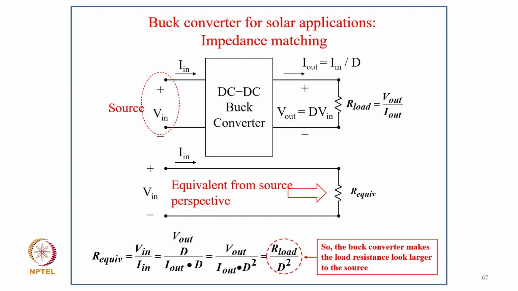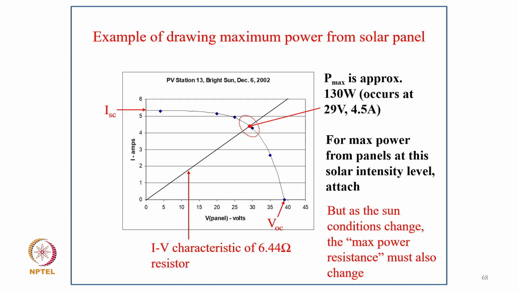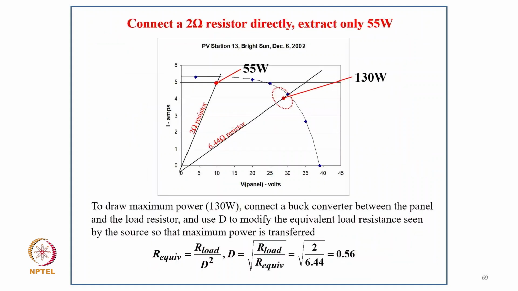So the buck converter makes the load resistance look larger to the source, and you can clearly see from this waveform one operating condition where maximum power is 130 watt and we are operating the PV module at 29 volt and 4.5 ampere. That is the maximum power from the panel at this solar intensity level, but as the sun condition changes, the maximum power resistance must also change. So here the IV characteristic is 6.44 ohm, and when the solar intensity changes, we go to another operating condition like 55 watt, and the resistance value also changes.